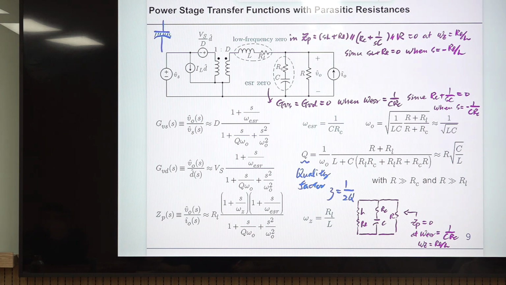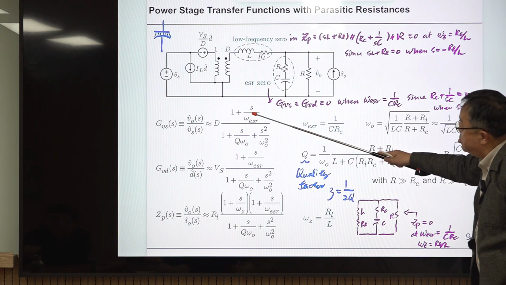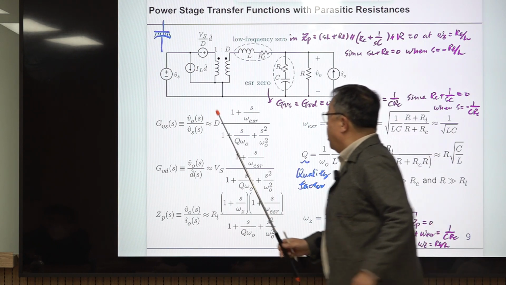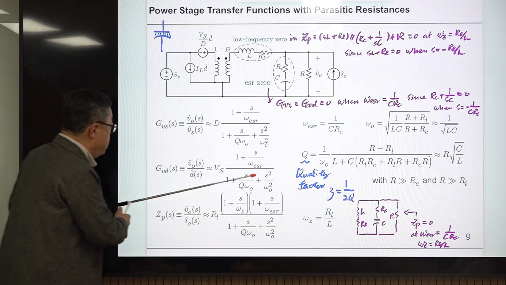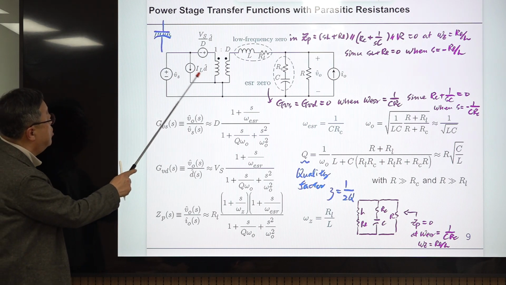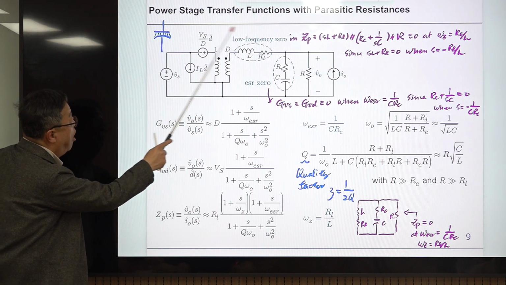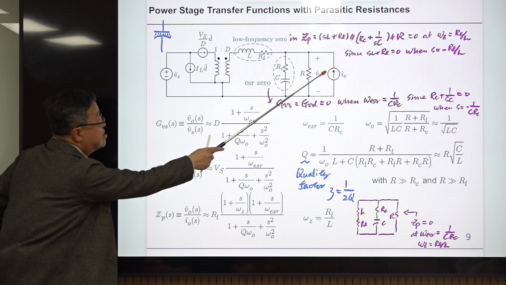This is more than sufficient to use this. And the zero is coming here. And this is the transfer function from duty ratio to output. For that case, this is 0.